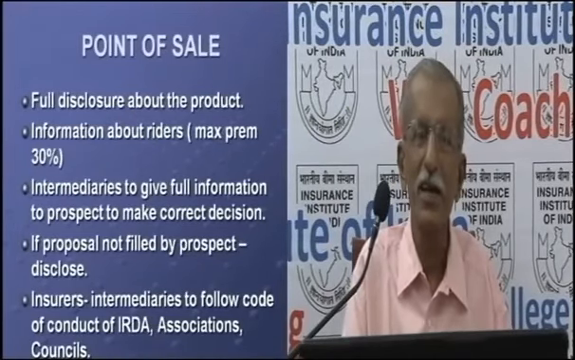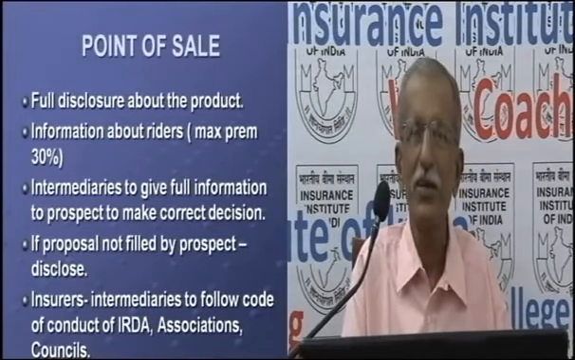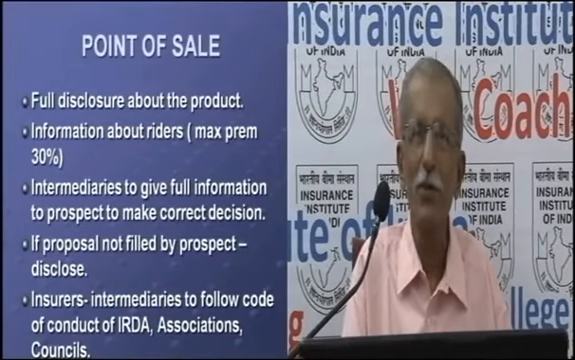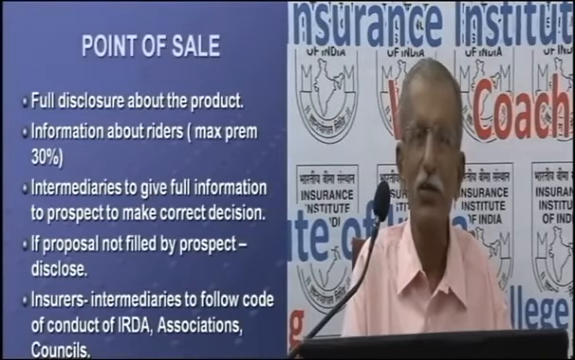And as far as additional covers are concerned, in case of a life insurance policy, premium should not exceed 30%. So it cannot happen that the original premium is less, but when one goes for add-ons, for every add-on the premium is much more than the original premium. That is not allowed under regulation. So maximum premium for add-on should be 30%.